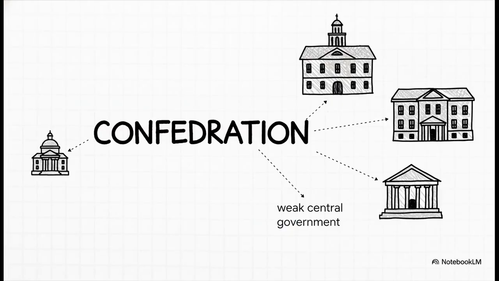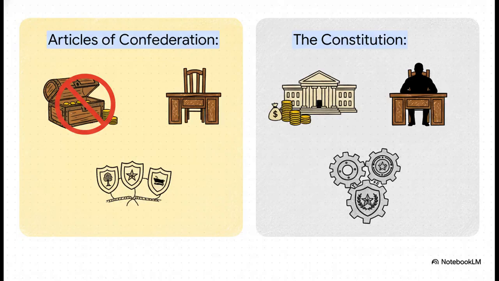So, right after declaring independence, the new states came up with something called the Articles of Confederation. You can basically think of it as America's version 1.0. It established a firm league of friendship between the states, but the central government it created was, well, let's just say it was weak on purpose. And oh boy, were their weaknesses obvious.